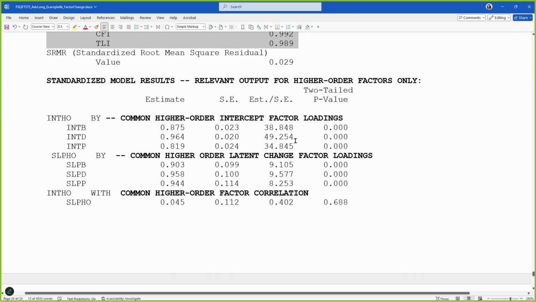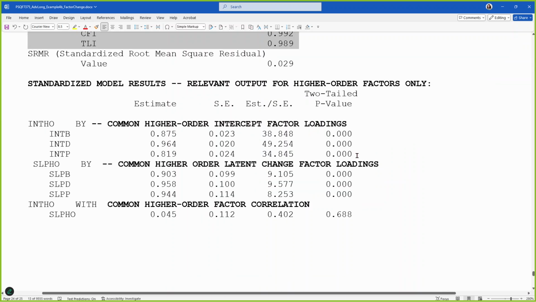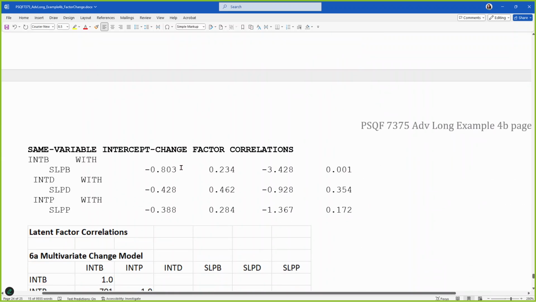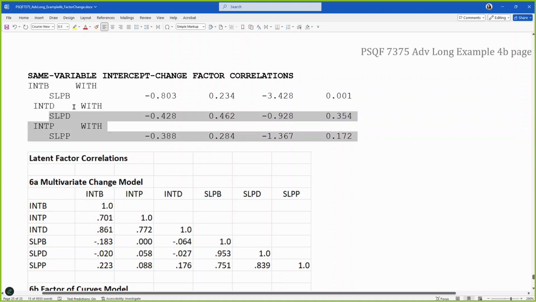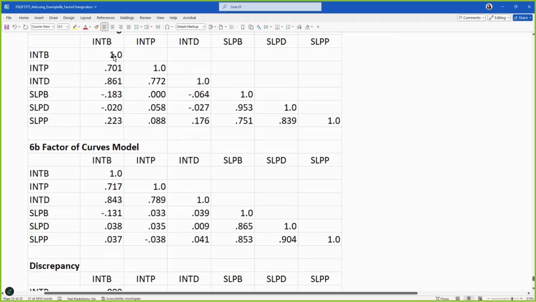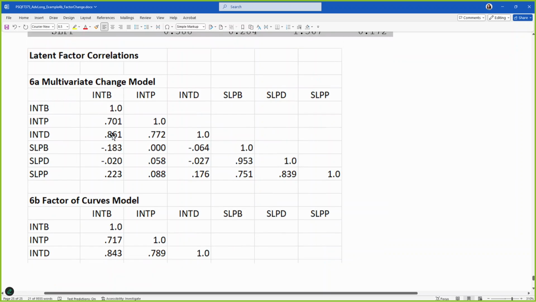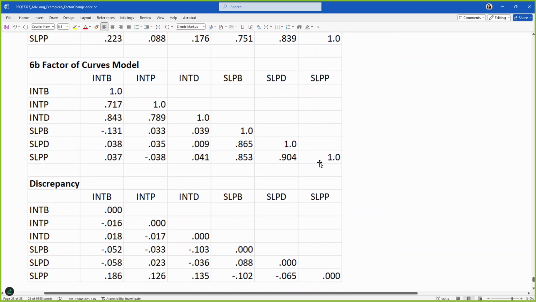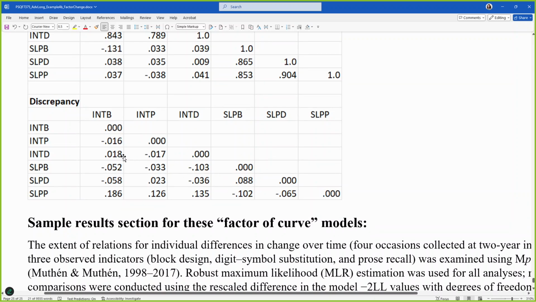Here are the factor loadings. Standardized, it looks like all three load on the intercept factor quite highly, all the indicator intercepts, as well as the slopes. So fairly strong support for some kind of common change here. Here are the remaining correlations among the indicators, the same indicator, intercepts and slopes. And then in Excel, I showed, this is the original multivariate model correlations. These are the ones that are predicted by the factor of curves, and then I computed the discrepancy. So if there was any significant discrepancy in fit, like if we made it worse by doing this, this is where I would go to figure out why.